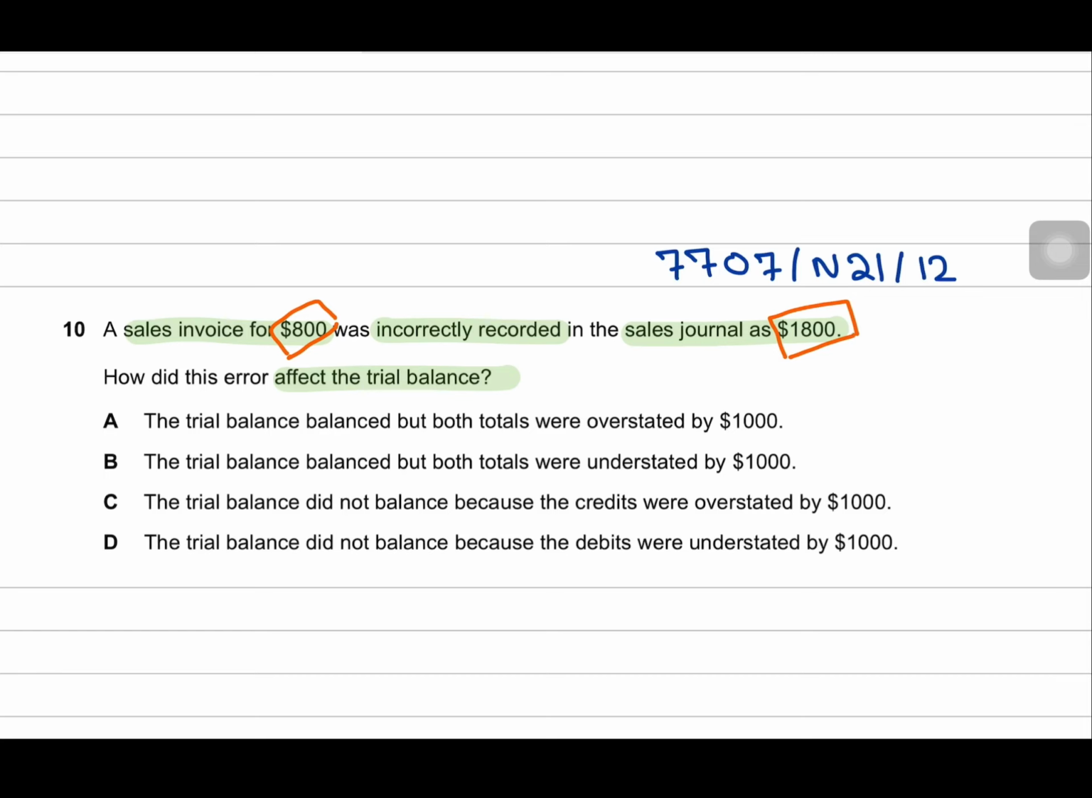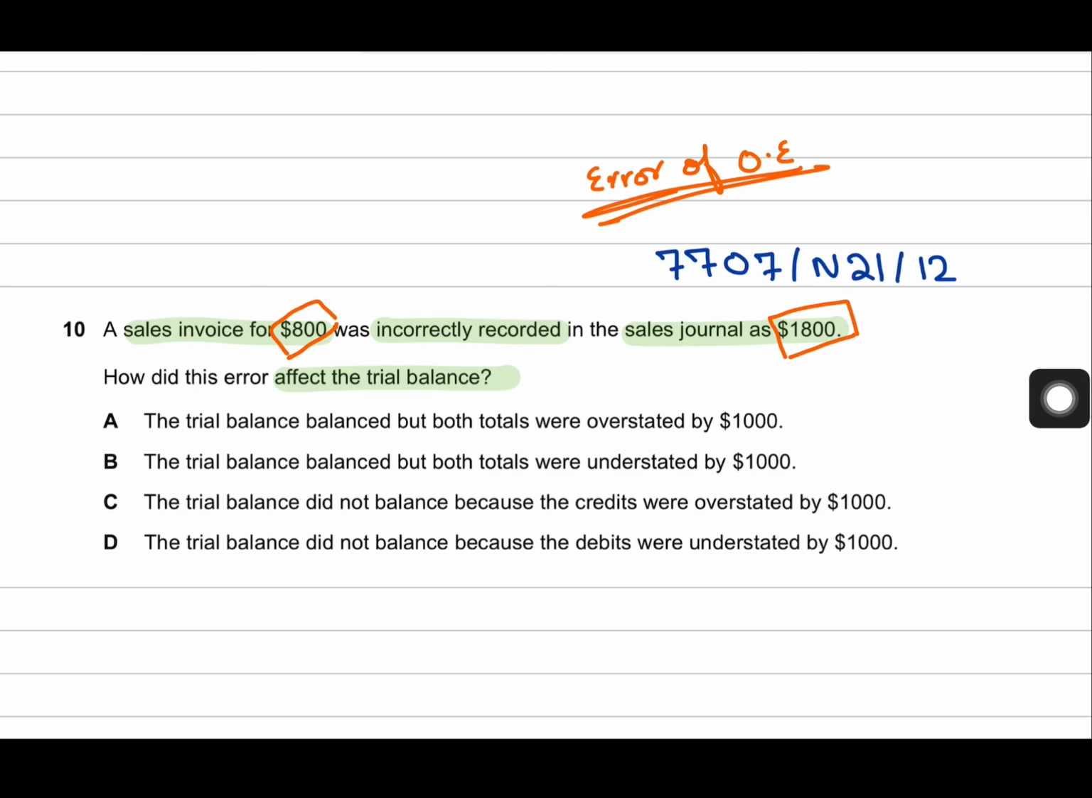Now, first of all, let's identify this error. What type of error is this? The transaction is correctly recorded in the correct day book, that is the sales journal, like the sales day book. However, the amount is wrong, and this wrong amount would have been posted in the T accounts as well, in the sales account and in the debtors account, right? So this type of error we know is called error of original entry.